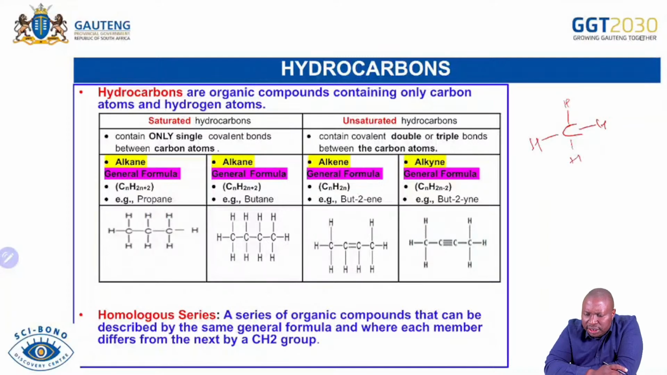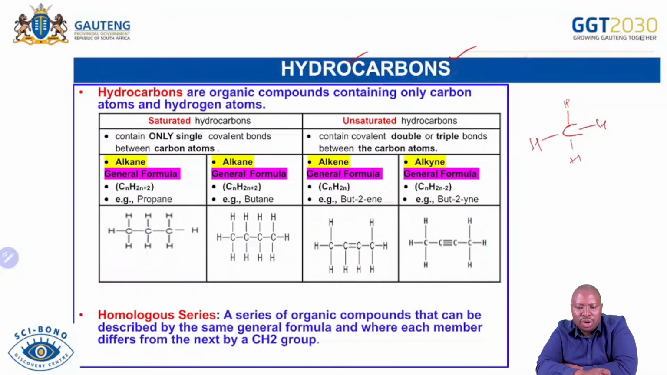Now, these structures are referred to as hydrocarbons. Why? Because they contain only carbon atoms and hydrogen atoms. They are made up of hydrogens and carbons only. Don't forget to write the word only there. So you will say hydrocarbons contain hydrogen and carbon atoms only, because if you don't say only, your answer becomes wrong. So always remember that definition of a hydrocarbon.